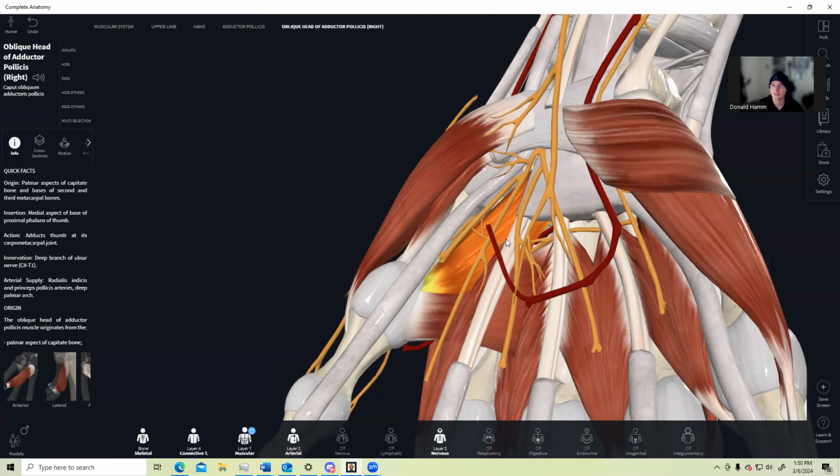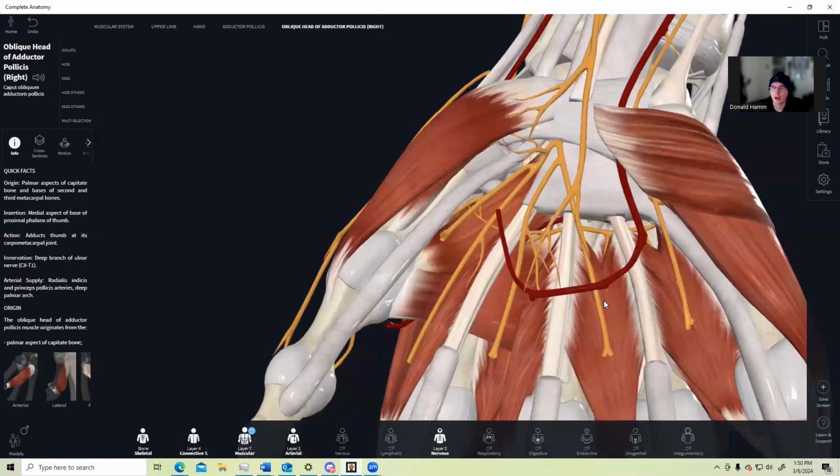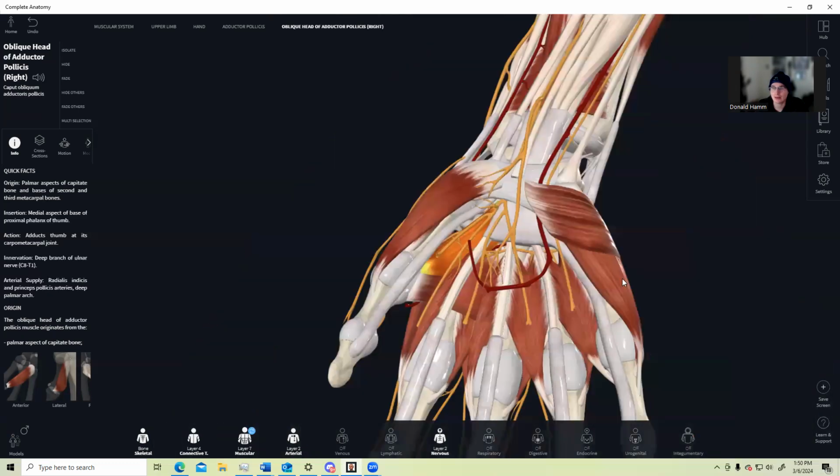So our adductor pollicis, and then the two heads of flexor pollicis brevis. One of them, the deeper head, is going to be innervated by the ulnar nerve. So the adductor pollicis and the deeper head of flexor pollicis brevis are all going to be innervated by the ulnar nerve. And that's it for the thenar section.